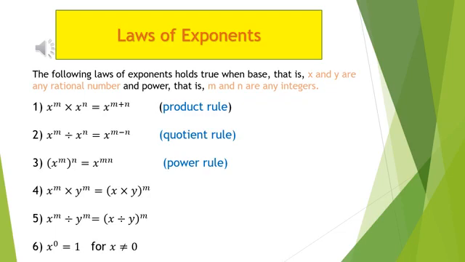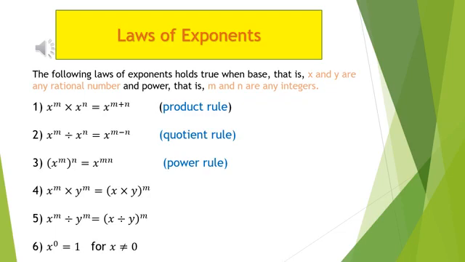The fourth rule is x raised to the power m multiplied by y raised to the power m. Now see here, the bases are x and y. The bases are different in both of the numbers, but your power is the same. The power is the same in both numbers, m. So finally it will give you x multiplied by y, whole power m.